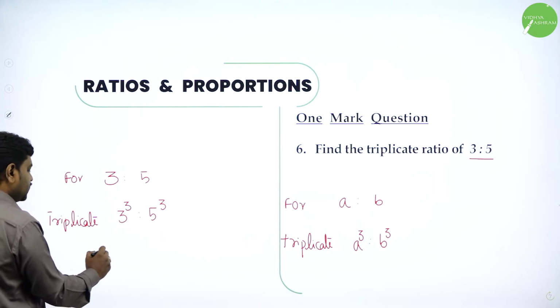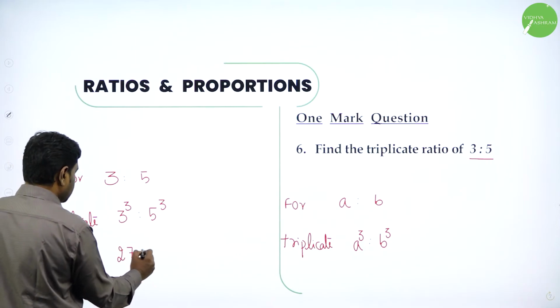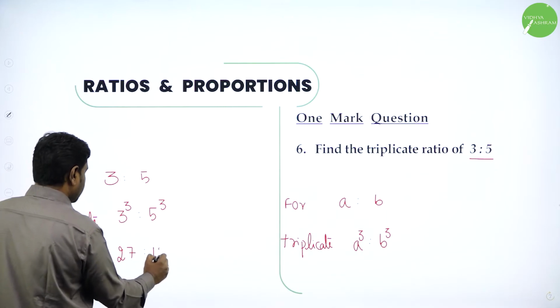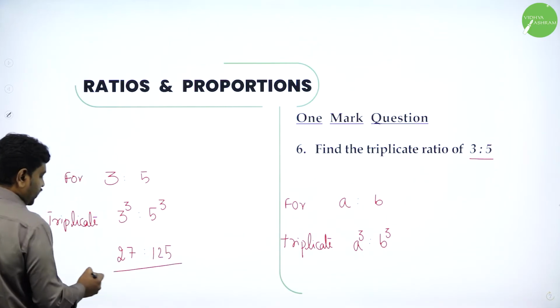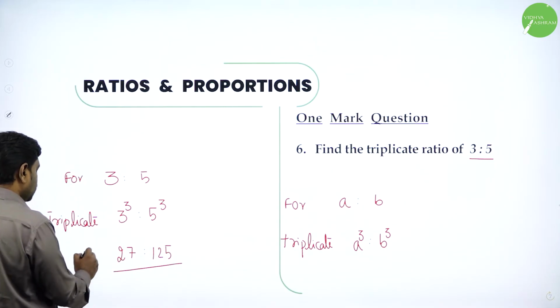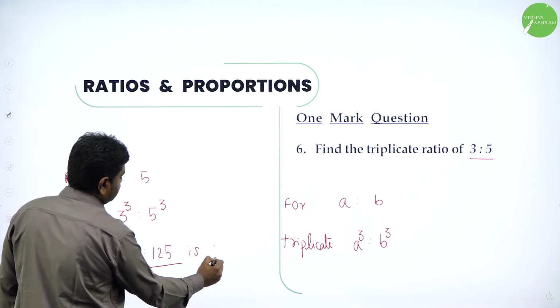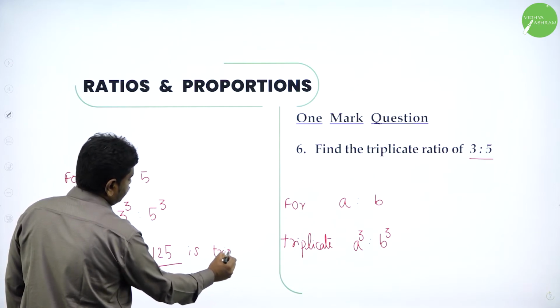So 3 3s are 9, 3 9s are 27, is to 5 cube, which means 5 into 5 into 5. 5 5s are 25, 5 25s are 125. So 27 is to 125. Therefore 27 is to 125 is the triplicate. This is the triplicate ratio.